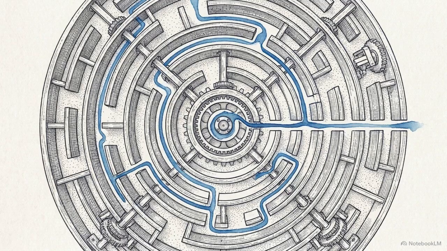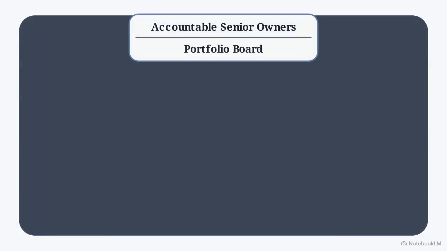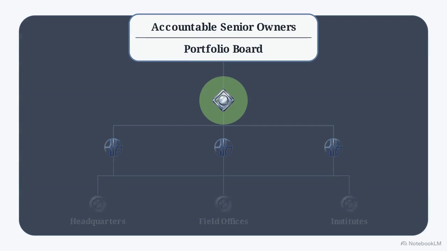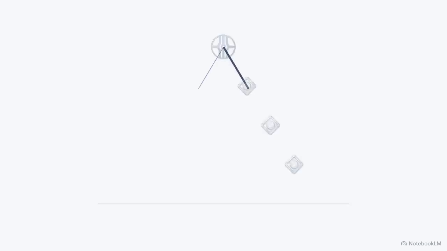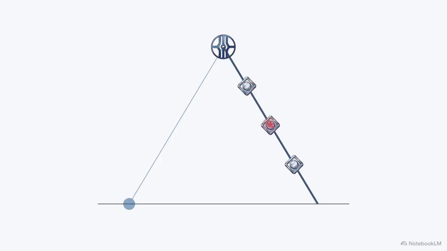Foundational mandates are operationalized through a precise architecture of decision rights and delegated authority. Accountable senior owners guide the process, while a portfolio board continuously reviews strategic fit and resource use. Cross-disciplinary mission teams integrate headquarters, field offices, and regional institutes into a single operational unit. The system operates on the executive principle of proportionate decision-making.